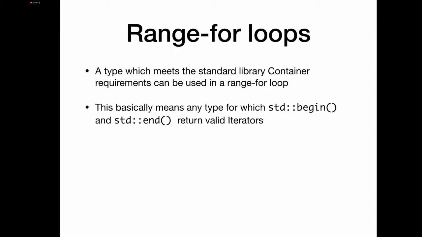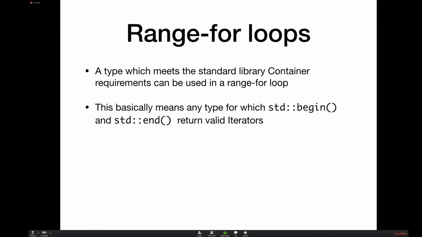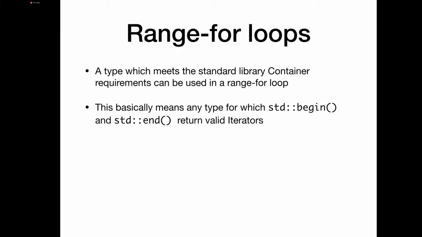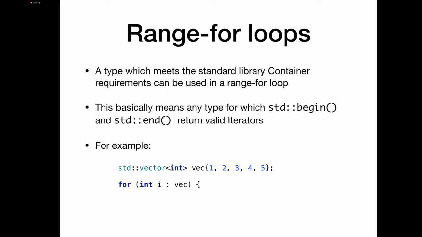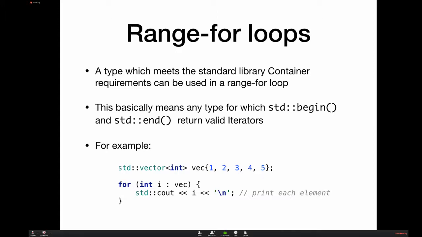So just as I said, iterator is a concept, and you can implement a type which meets the iterator requirements. So the standard library defines some container requirements, and again, the details of it are quite in-depth, but the short version is something which has begin and end methods, or something on which we can call std::begin and std::end, which return things that meet the iterator requirements. And if we have one of these container things, we can use it in a range-based for loop.